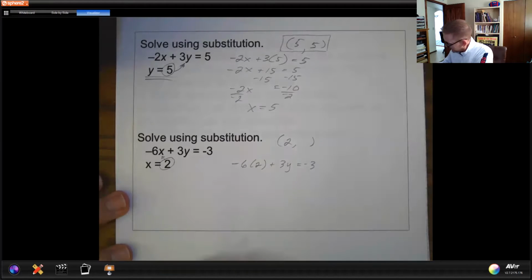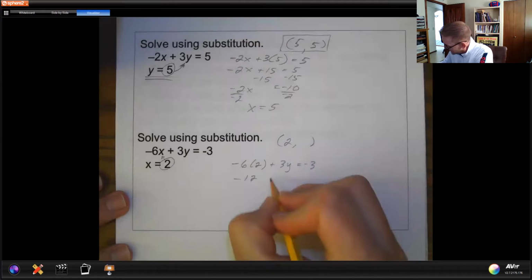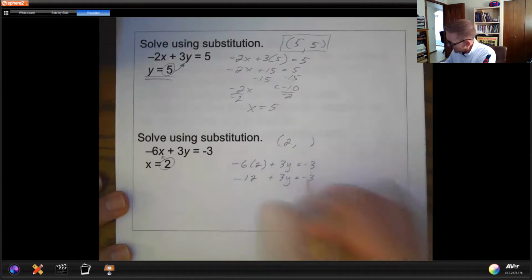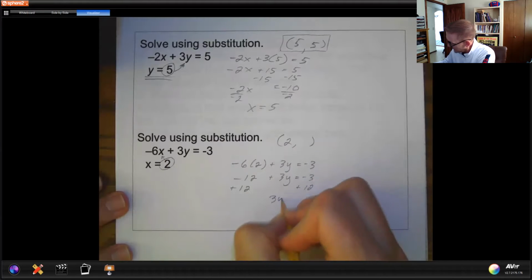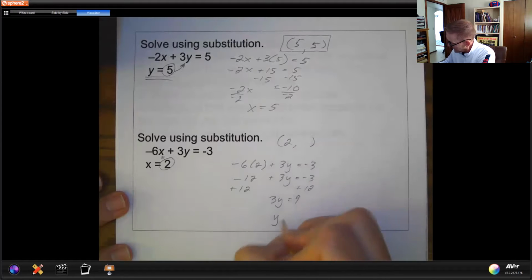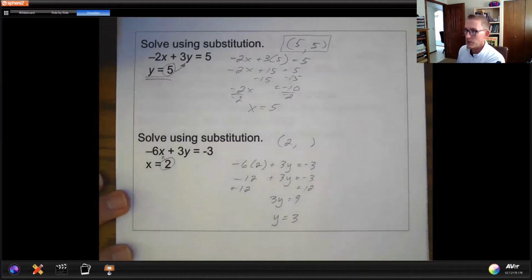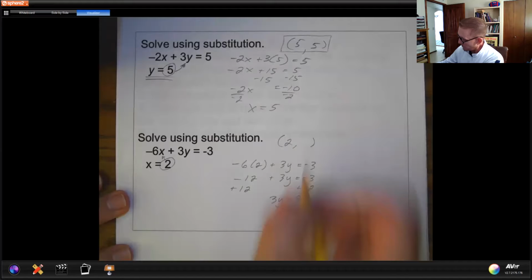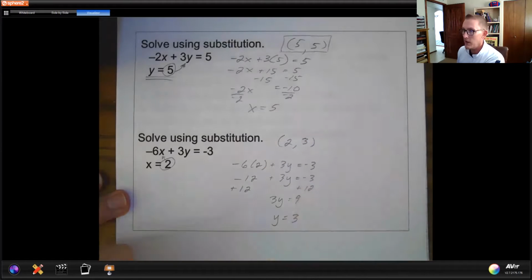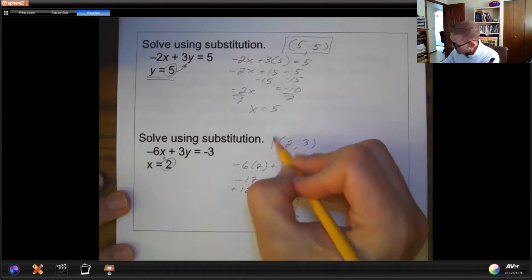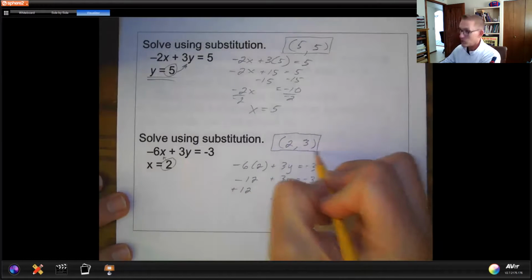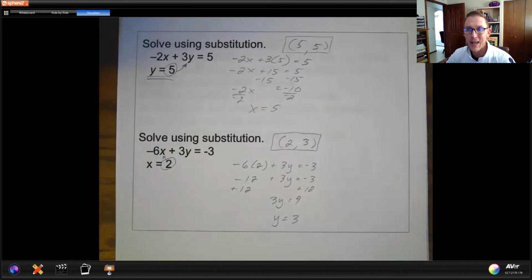So let's go ahead and solve. Negative 12 plus 3y equals negative 3. Add 12, add 12. 3y equals 9. So y equals 3. I'm going to take that and put it up here for the ordered pair because that's the y value. And that tells me that the solution to the system is (2, 3). And if I was to graph both lines, that would be the point of intersection. So substitution: substitute what you have into the equation to solve.